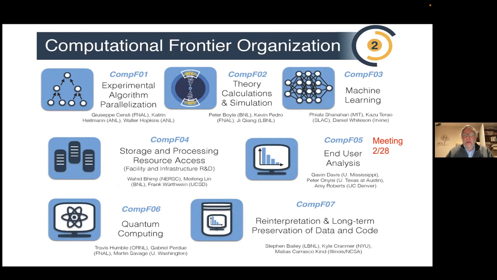And then CompF7, reinterpretation and long-term preservation of data and code. We have not had much theory involvement in this, but people might want to think about this if they have data or code that they want to make sure gets preserved.